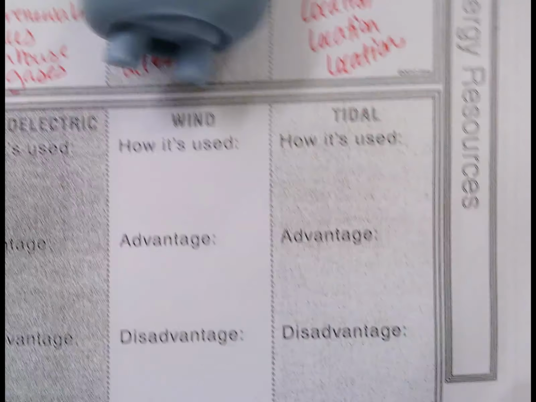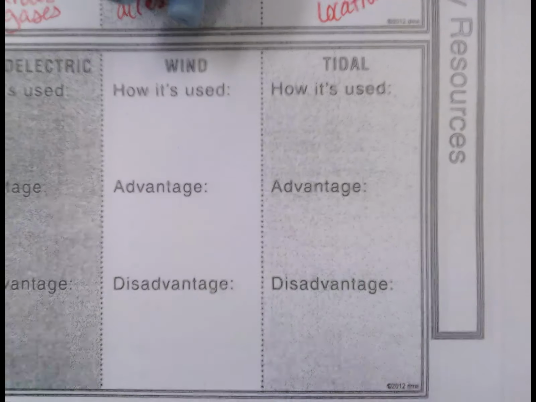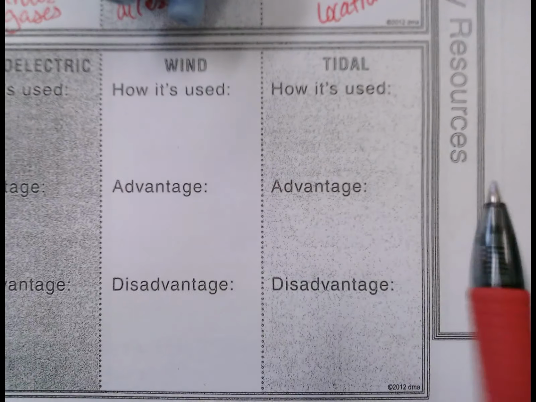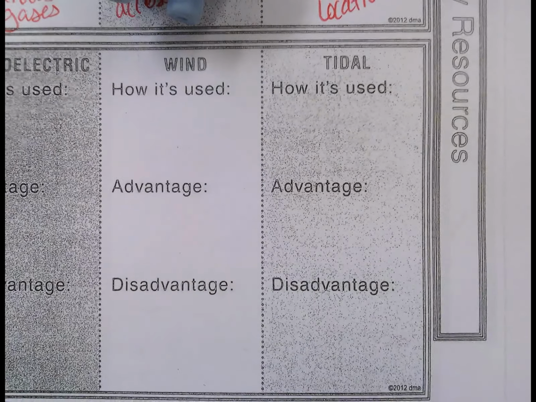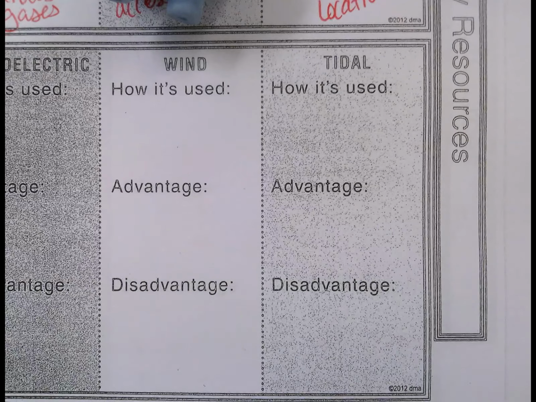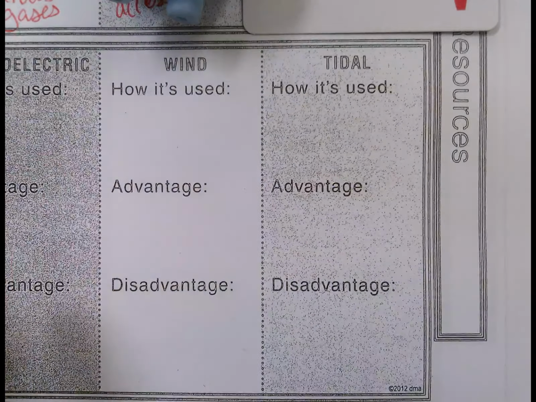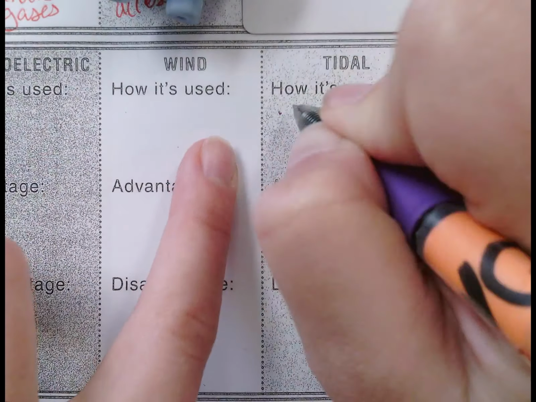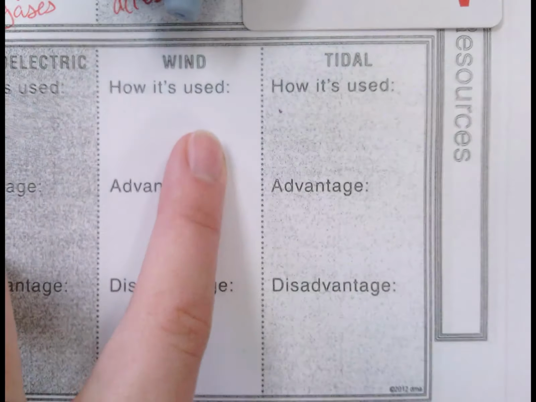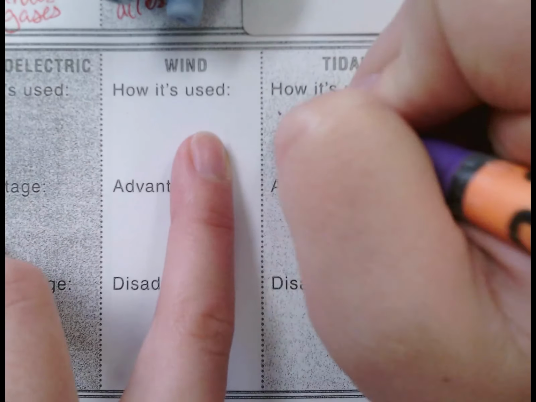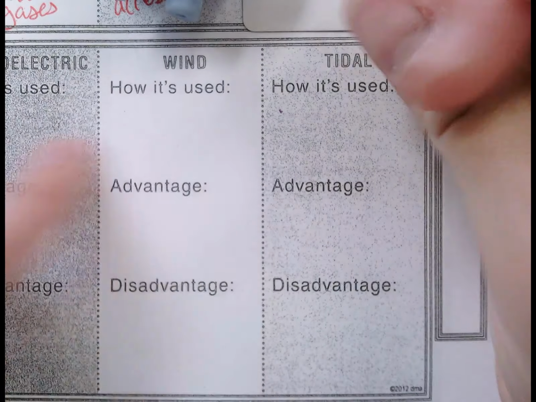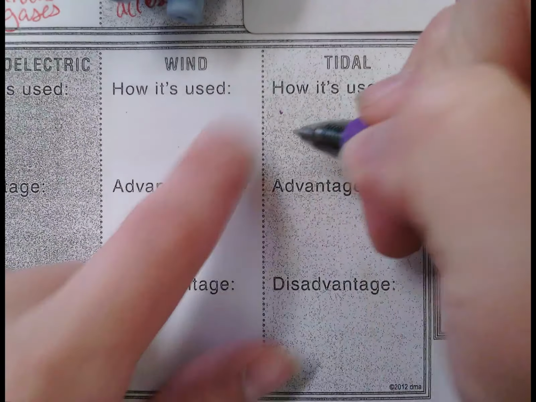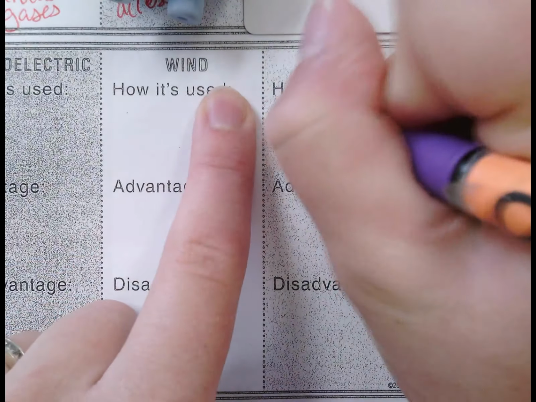So I'm just going to skip right down here to tidal. Just like it sounds, it's using the energy of the tides. It's a naturally occurring phenomenon, I guess you could say, of the tides. So how is it used? Pretty much the same way. All of these are going to be used to generate electricity. That is the end goal of all of these non-renewable renewable resources, is to replace coal. So how are we going to power everything?